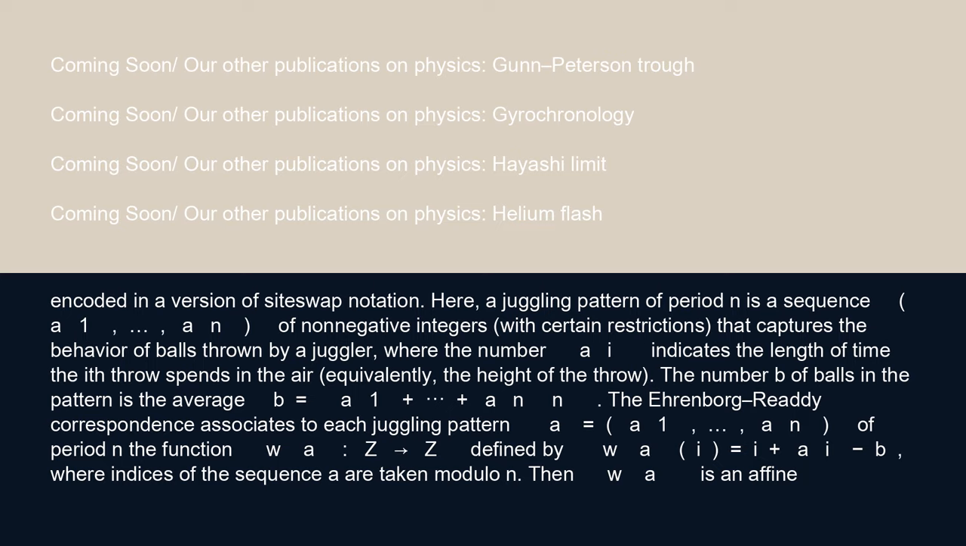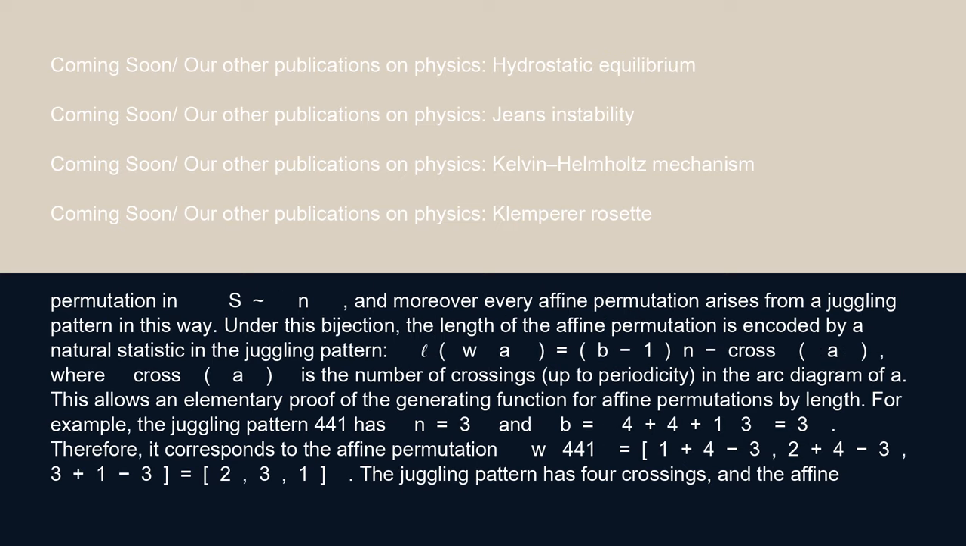The number b of balls in the pattern is the average b equals (a1 plus ... plus an) over n. The Ehrenborg-Readdy correspondence associates to each juggling pattern a equals (a1, ..., an) of period n the function w_a defined by w_a(i) equals i plus a_i minus b, where indices of the sequence are taken modulo n. Then w_a is an affine permutation in S̃n, and moreover, every affine permutation arises from a juggling pattern in this way. Under this bijection, the length of the affine permutation is encoded by a natural statistic in the juggling pattern.